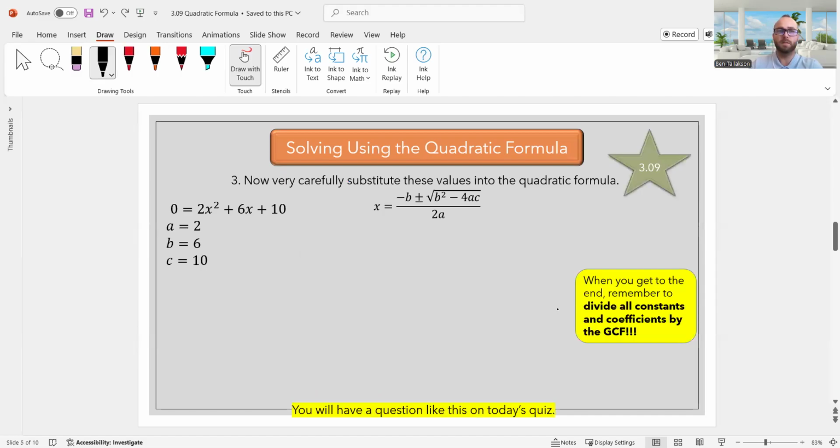Now that we have our A, B, and C values, we want to substitute them into the quadratic formula that we see right here very carefully. Okay, so let's do it. I'm going to start by writing what's already there. Okay. Now, any place I'm going to substitute, I'm going to use parentheses. That's going to really help us keep everything accurate and avoid making mistakes.